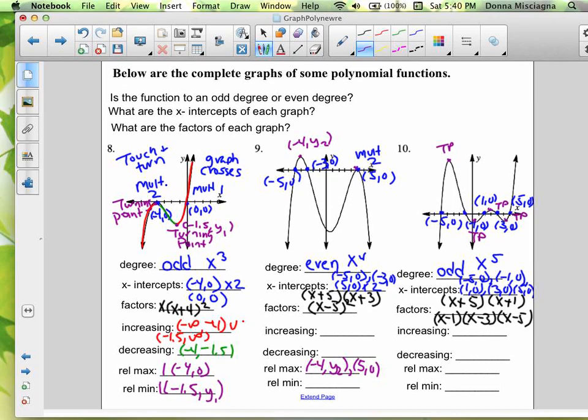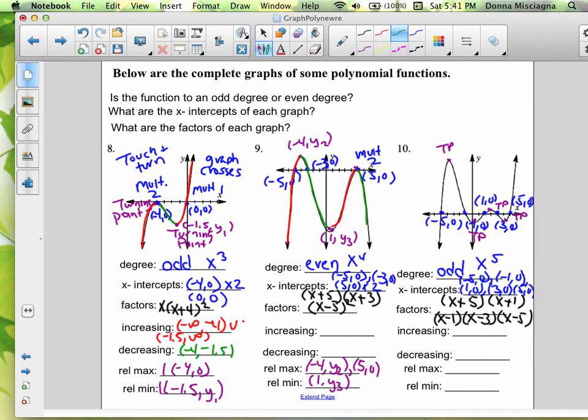Relative min right here, looks like it's 1. And we'll call that y3. Let's do our increasing, decreasing. So we go up the hill, and we turn around, and we go down the hill. Whee! And then we go up the hill. And then we turn around, and we go down the hill.